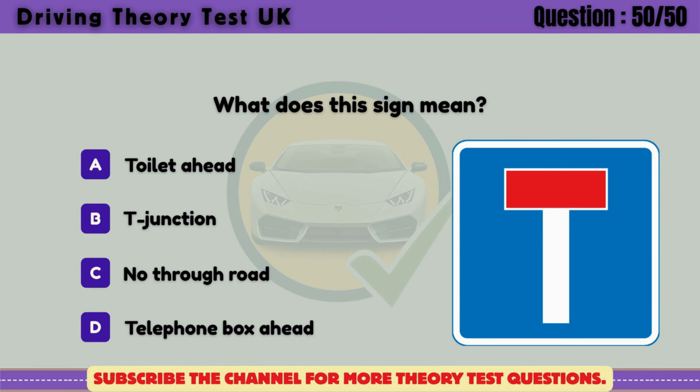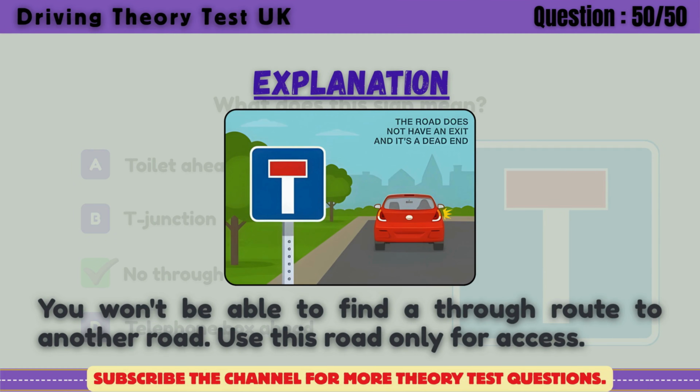Question 50. What does this sign mean? Option A. Toilet ahead. B. T-junction. C. No through road. D. Telephone box ahead. Answer is C. No through road. You won't be able to find a through route to another road. Use this road only for access.